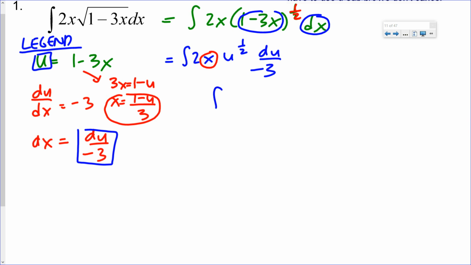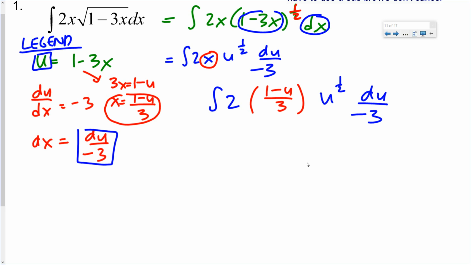And if I rewrite this problem, what I get is the integral of 2 times x, but x is now 1 minus u over 3, times u raised to the 1/2, times du over negative 3. Okay? And as ugly as this looks, we can actually make it look a little bit better. Any suggestions? Take out the scalar number.